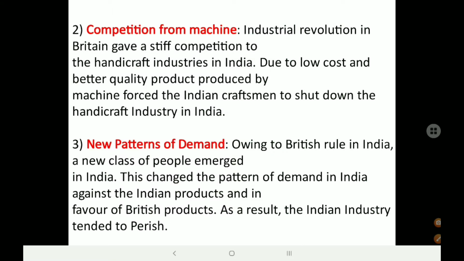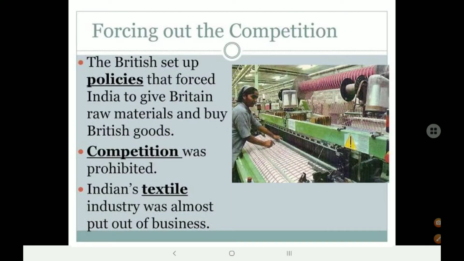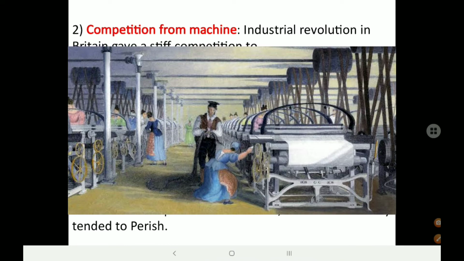Now the next point is competition from machines. As a result, Indian markets were full of finished goods from Britain which were low priced. It led to the decline of Indian handicrafts both in the domestic market as well as the foreign market.